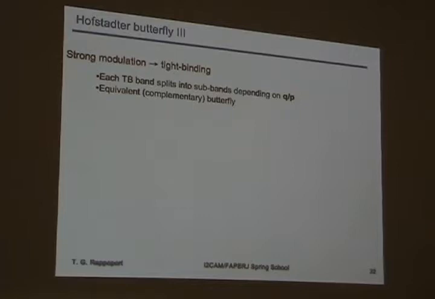And we could also do this calculation in a completely different way and begin with a tight binding Hamiltonian and put a very small applied field. You also split your tight binding band into subbands that will depend on the inverse of that ratio. And so you're going to have an equivalent or complementary butterfly. So you can go from the limit of high fields and construct your structure, or from the limit of very low fields, but with this periodic potential, okay?